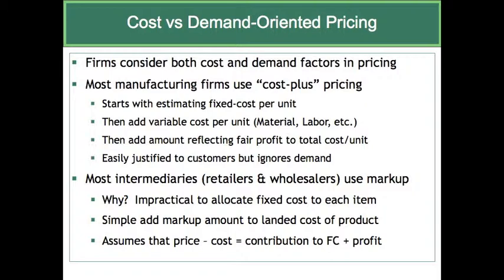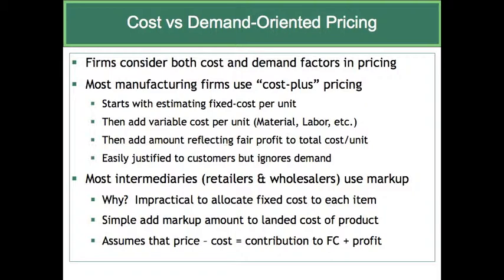The next step is to add variable cost per unit. This amount would include such factors as material, direct labor, etc. Then an amount reflecting a fair profit is added to this amount. The result is a selling price. This is easily justified to consumers because it's a build-up approach, very easy to explain, fairly easy to do if the firm has a limited number of products. One problem with this approach, however, is that it does ignore the demand function, and we'll talk about that in a few seconds.